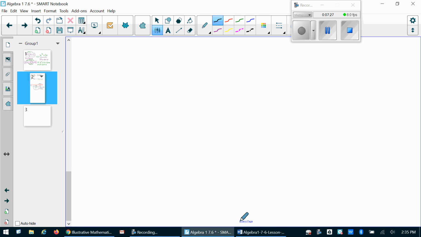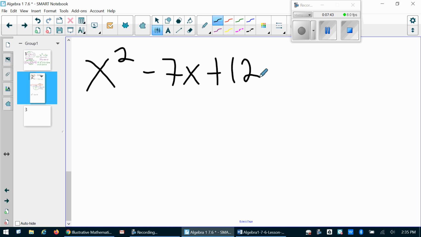Let's do one more together, and then I want to let you try a few. This one should be right below the last one we just did. Same process. There is a 1 in front of the x squared. I have three terms. I'm going to find the two numbers that multiply to give us 12, but add to give us -7. That kind of changes things a little bit.